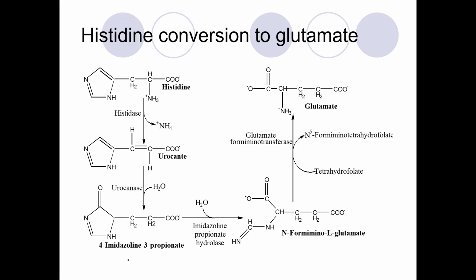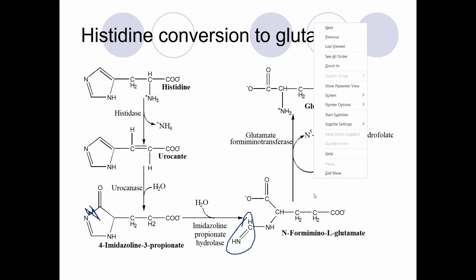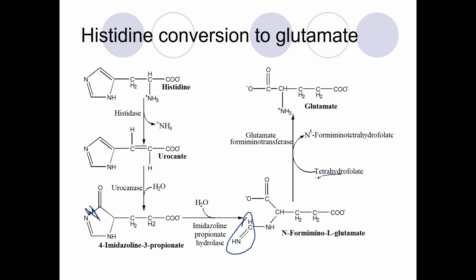And now you add a water across this as well. By adding a water, you're going to break this bond right here. And that's called imidazoline propionate hydrolase. And you get N-formamino L-glutamate. So you're going to get rid of the formamino group. And to do that, we take our old friend, tetrahydrofolate, and that is glutamate formamino transferase.